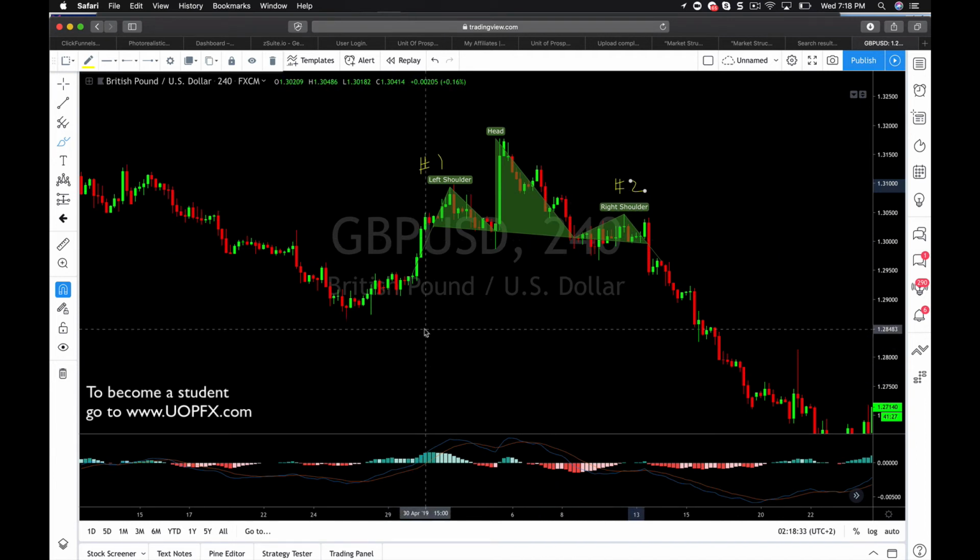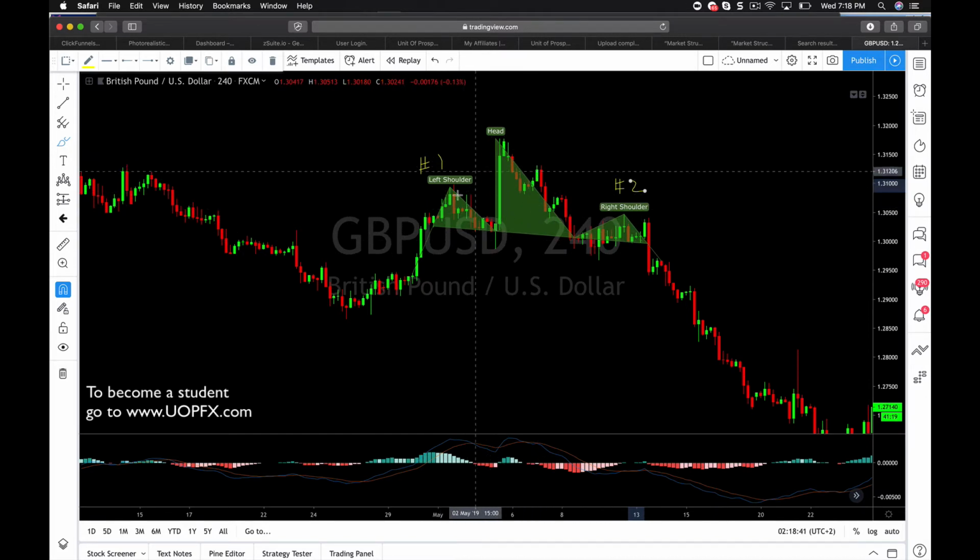Now be mindful that when you're looking for a head and shoulder pattern, it's not always going to show up perfectly. Okay, it's not going to be the perfect aligned pattern all the time, but it's just something that shows up very frequently in the market. Now, one thing to be mindful of is a head and shoulder pattern is not validated until you have a break of the neckline. Okay, so let's talk about that.